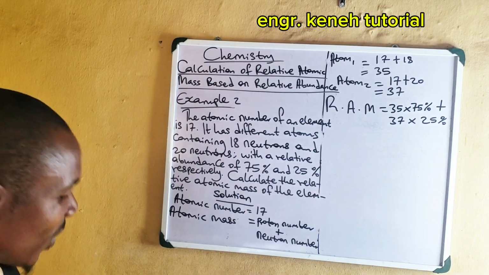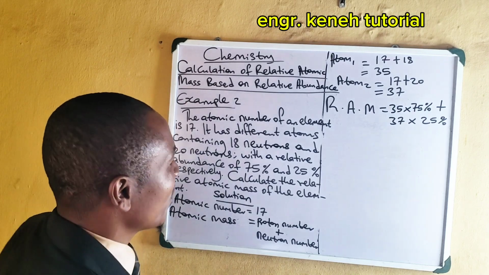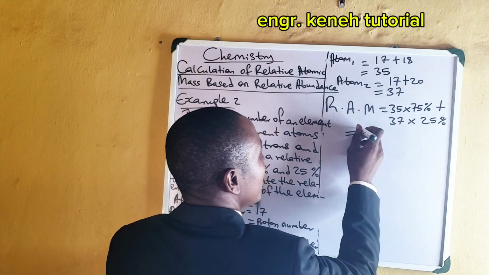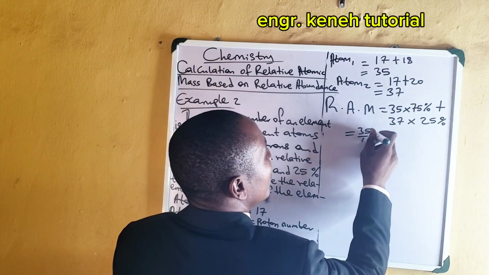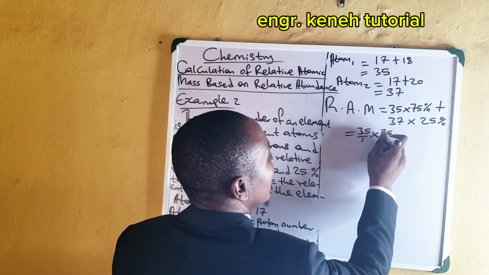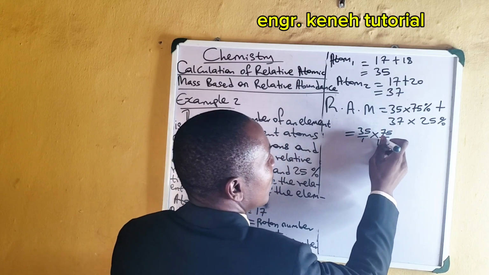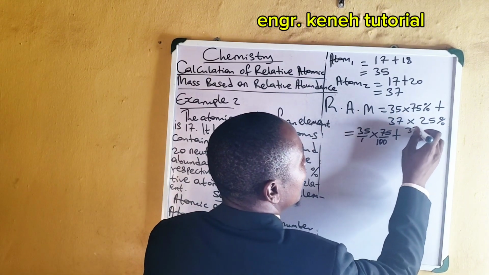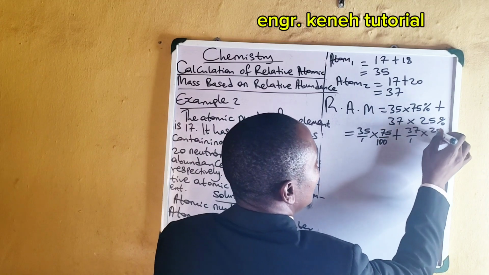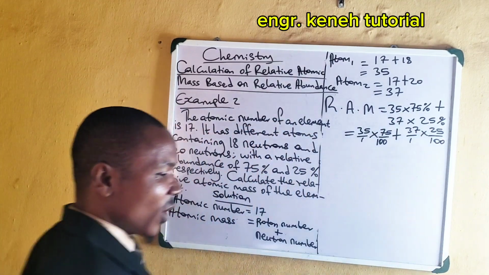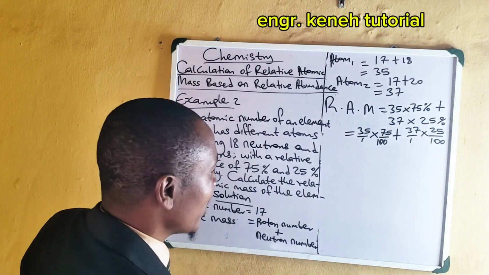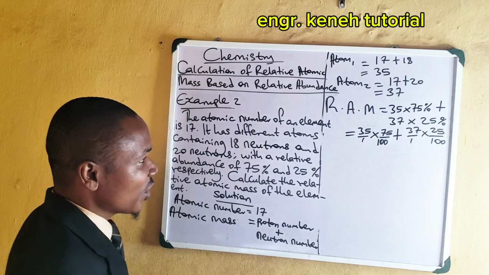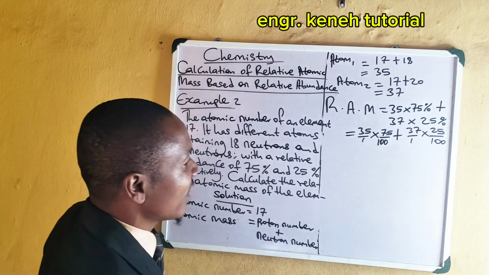All right. It is not difficult. So we now say this is equal to, remember this means 35. 75% simply means this over 100. Can you see that? All right. So plus this means 37 over 1 times you have 25 over 100. Can you see that? When you hear 25%, it means 25 over 100. When you hear 75%, it means 75 over 100. All right. So that is it. We have it like this.